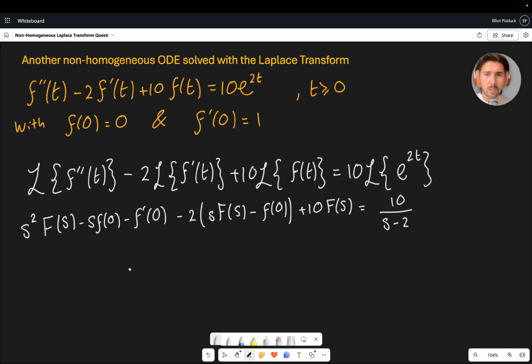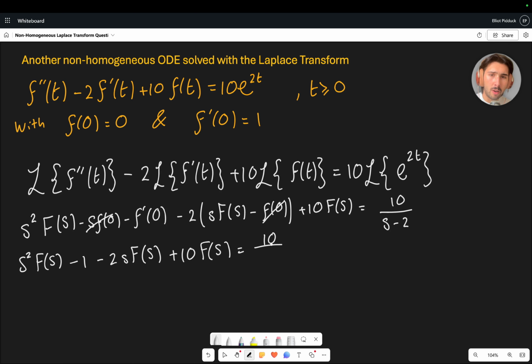Now we're going to do what we typically do first, which is to plug the f of 0 and f prime of 0 values in. So s squared times capital F of s. F of 0 is 0 in this question, so this term is just gone. And f prime of 0 is 1, so minus 1. Then I'm going to expand this out, so minus 2 times s times capital F of s. Remember, f of 0 is 0 again, so that's just ignored. Plus 10 times capital F of s equals 10 over s minus 2, like that.